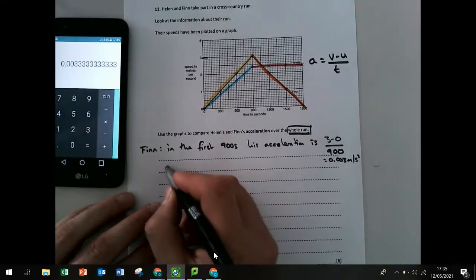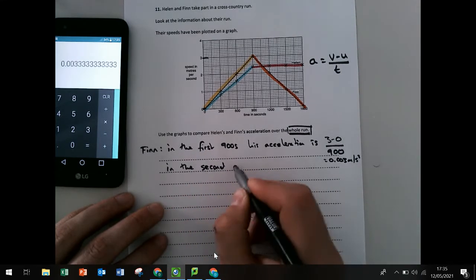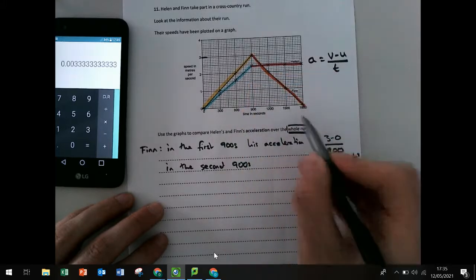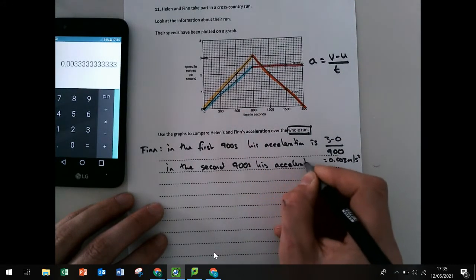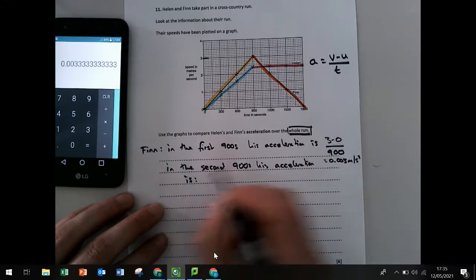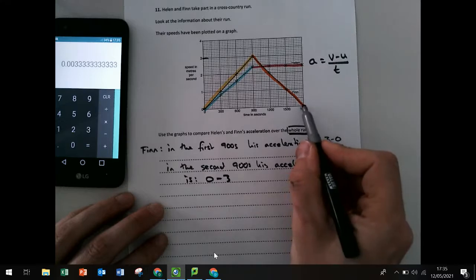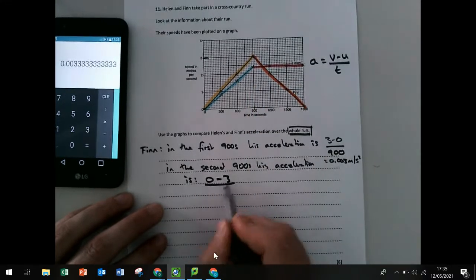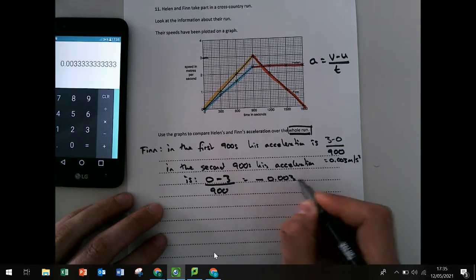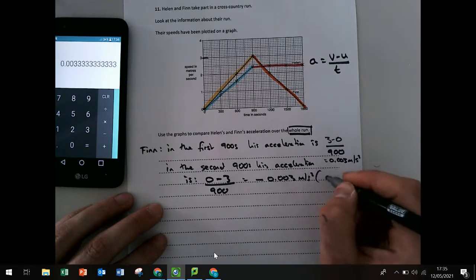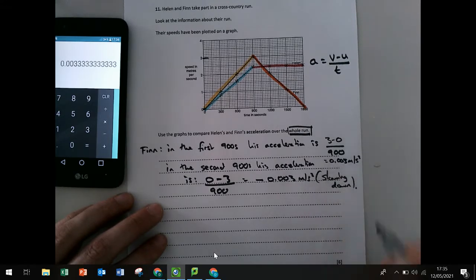What about in the second half of the race, in the second 900 seconds, so this orange section here, what is his acceleration? So it's going to be 0 minus 3, final velocity minus initial velocity, over 900. So it's going to be minus 0.003 meters per second squared. So this means he is slowing down or decelerating.